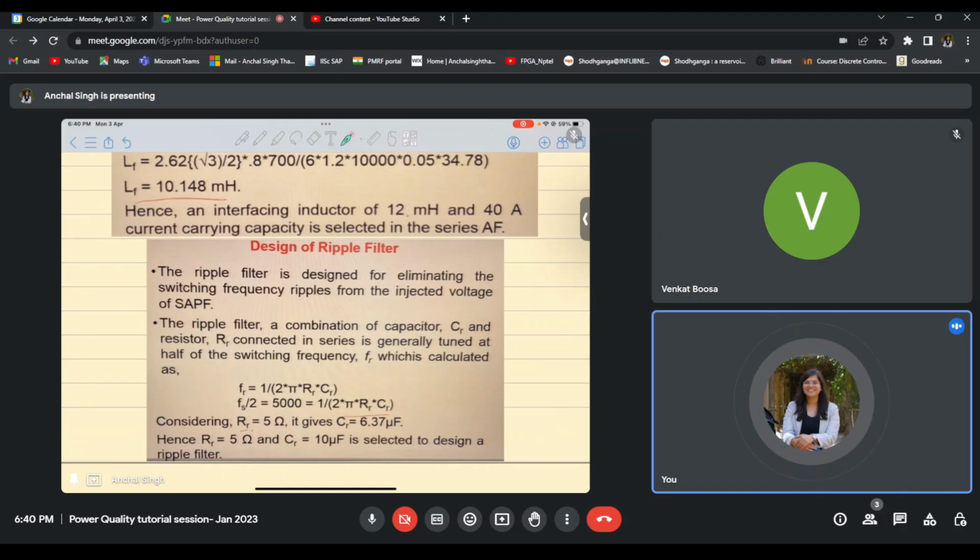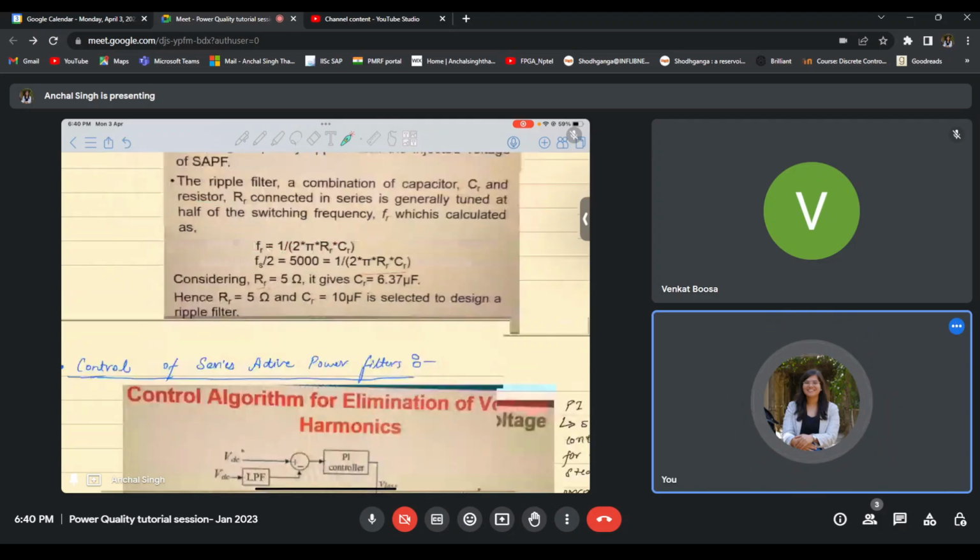So we can select different values of RR and CR based on availability, and from that we can design the ripple filter. It's just one equation, two variables. So you can put different values of RR and CR depending on availability and design the cutoff frequency of this filter. So this is how you design any kind of series power filter.